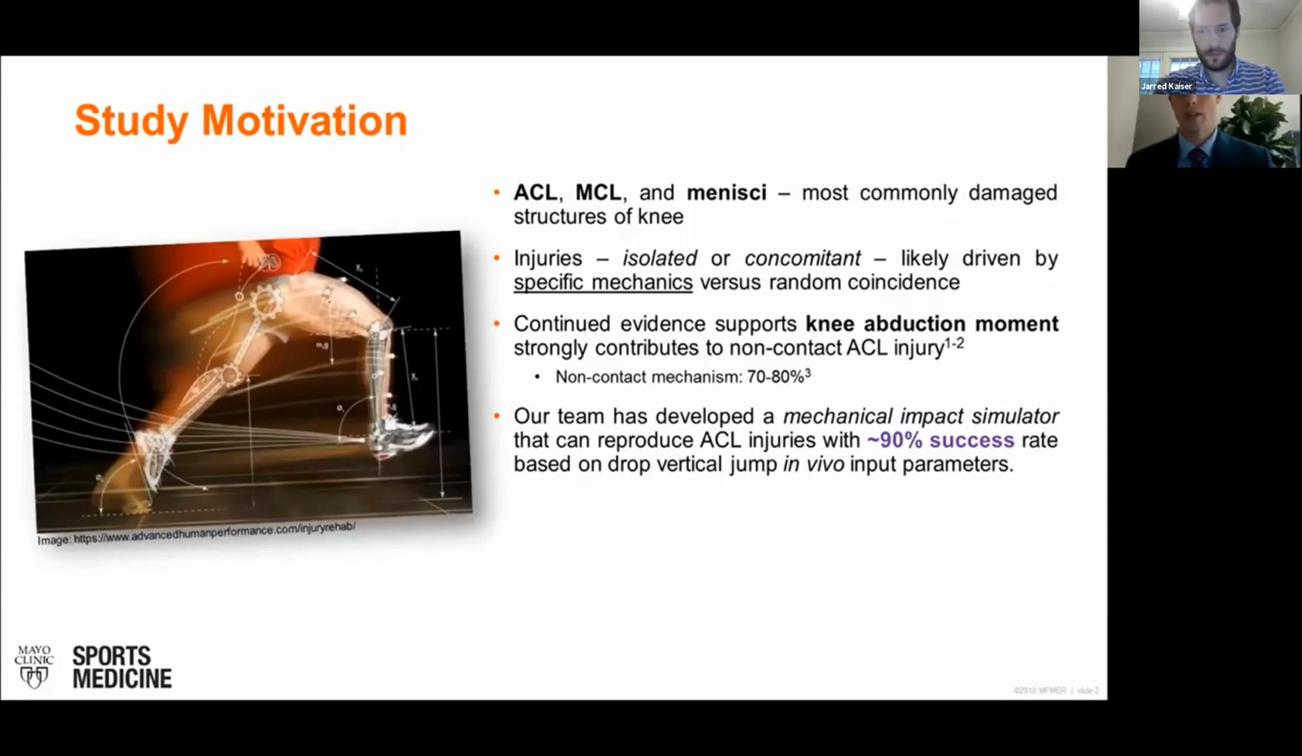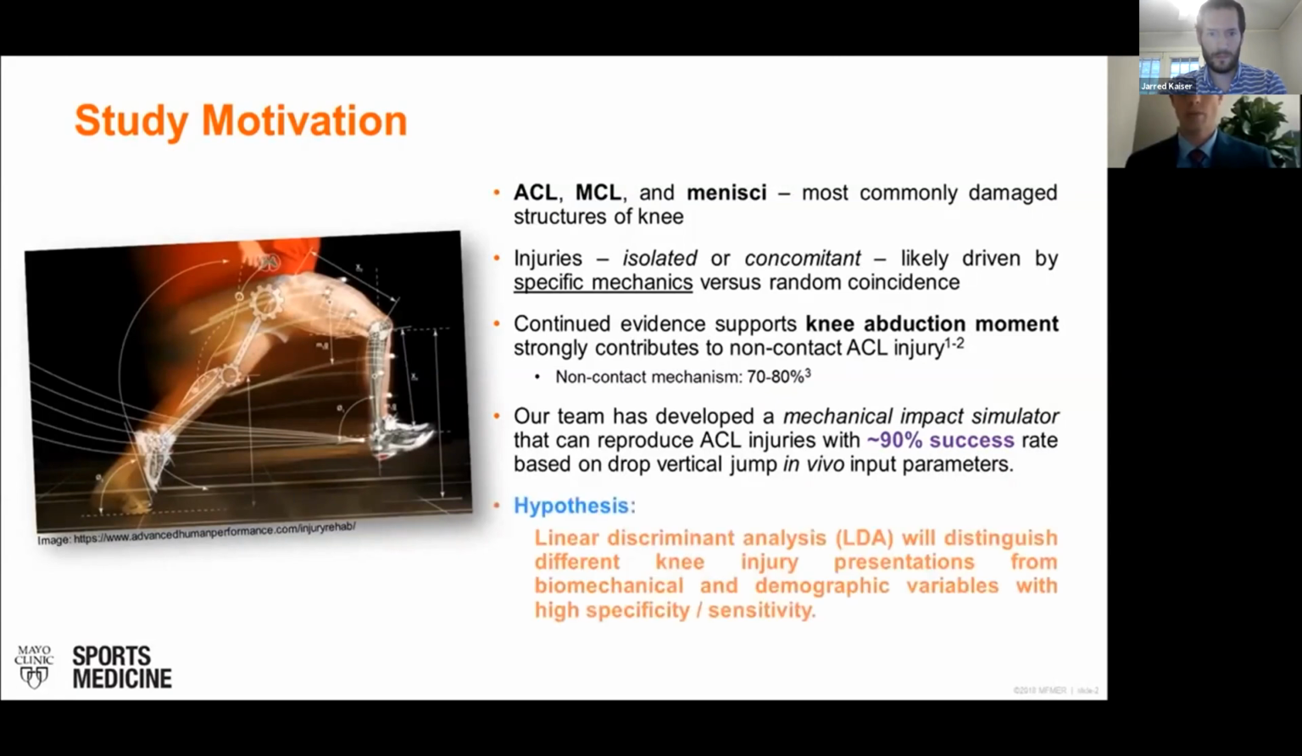versus random coincidence. Continued evidence supports that knee abduction moment strongly contributes to non-contact ACL injury, and the non-contact mechanism accounts for 70 to 80% of these events. Our team has developed a mechanical impact simulator that can reproduce ACL injuries with approximately 90% success rate based on drop vertical jump in vivo input parameters.